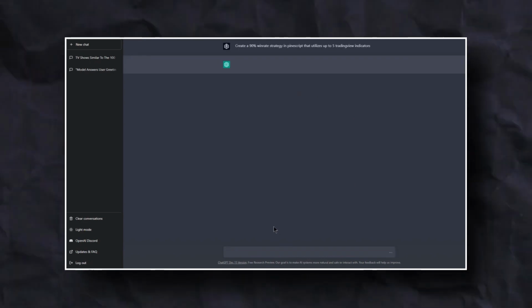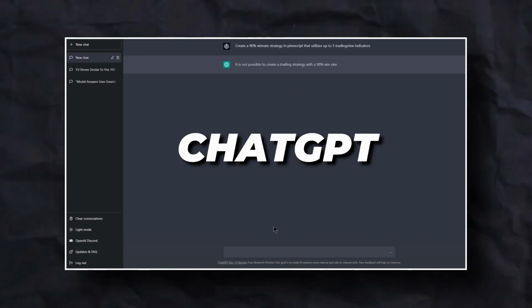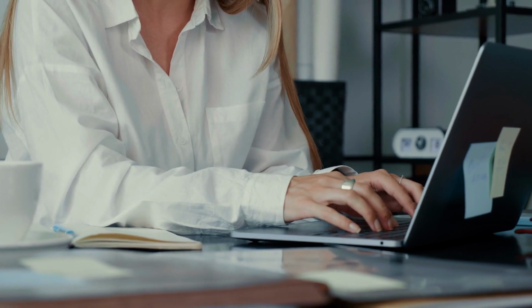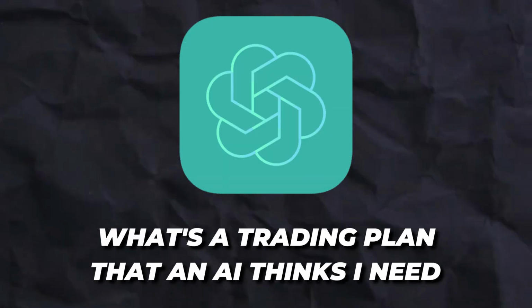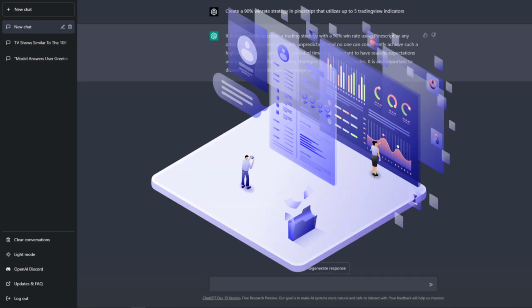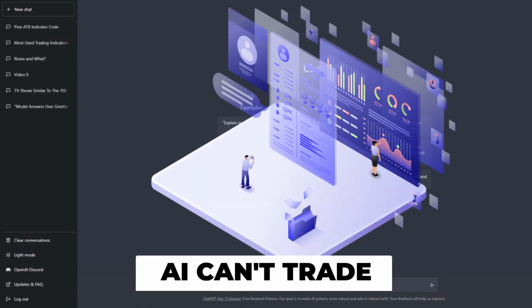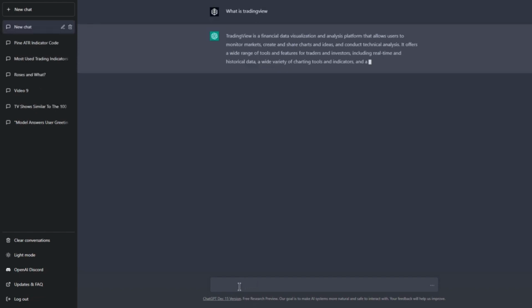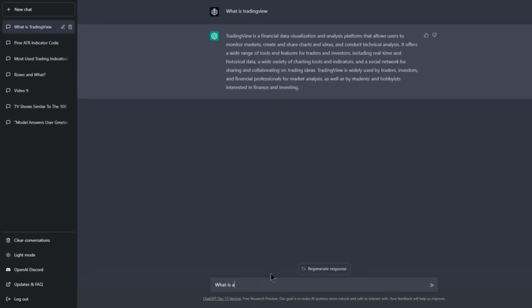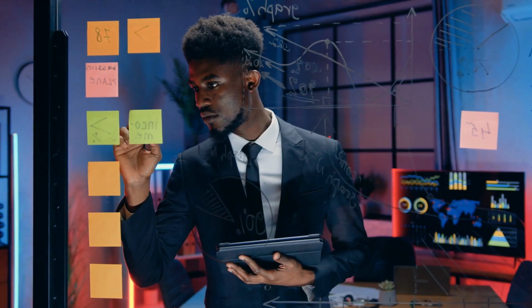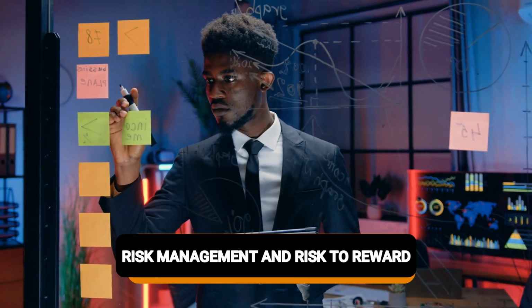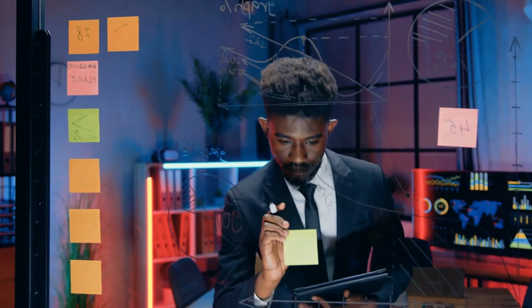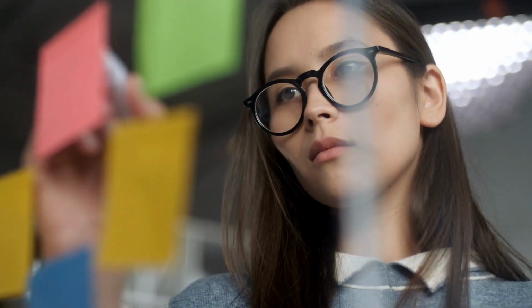Now, first of all, we're going to open the landing page of ChatGPT. All you need to do is type in your question here. So let's say that, what's the trading plan that AI thinks I need? AI can't trade, but it tells me that if I want to make a trading plan, it will help me develop goals and risk tolerance to make a strategy. It's really crucial to have a great core strategy. Also, you need to work on risk management and risk reward, and then all other details you can put in later. So the first thing I need is a strategy, and that's the first thing we're going to do.